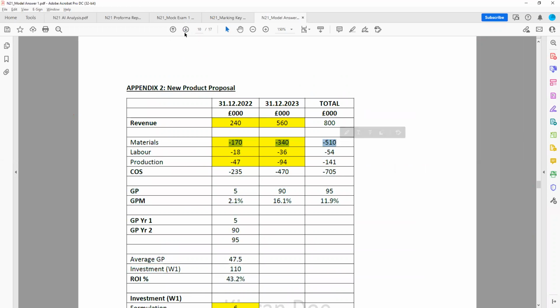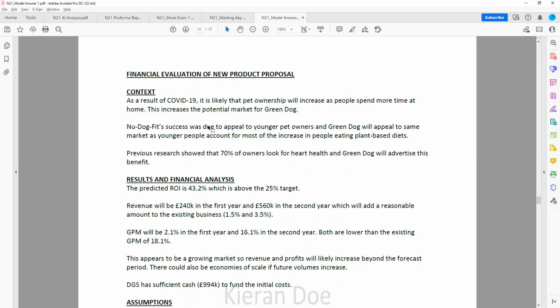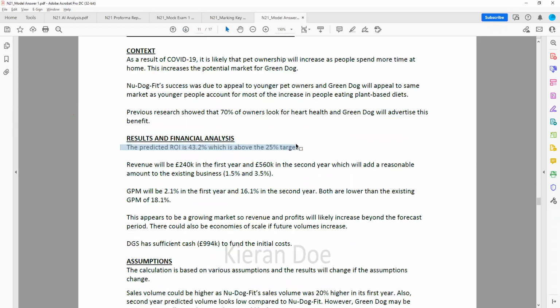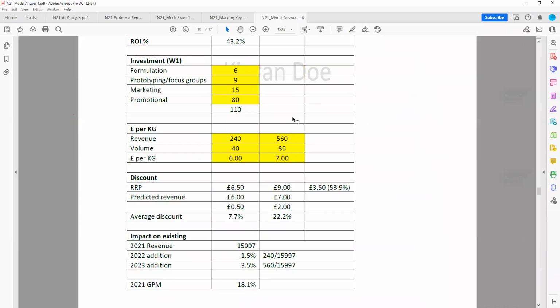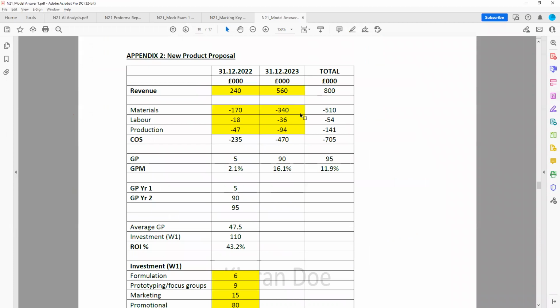So what you have in your results section is the headline number, whatever they've asked for, which is ROI, and then you need to analyze the numbers. That's what's important. In this one, there was a target, which was the obvious thing to compare it to. But the other thing you should do is sensitivity analysis, where you flex one or two of the assumptions in the calculation.